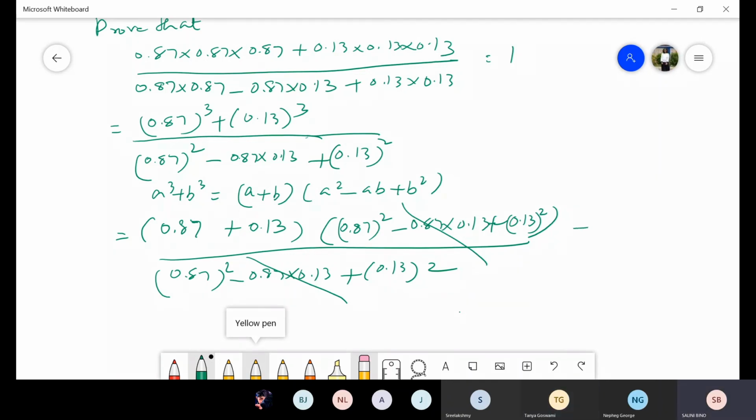So what is left is 0.87 plus 0.13. You will get 1.0, 1.0 is 1 only. That is the RHS. 0.87 plus 0.13, when you add, you will get the sum as 1. That is the answer, RHS.